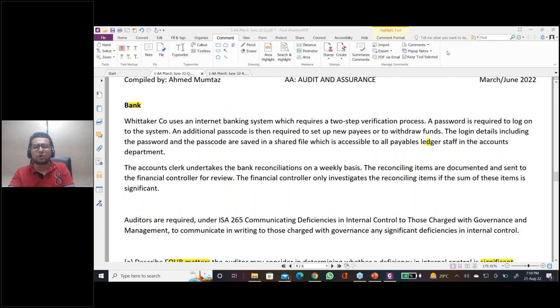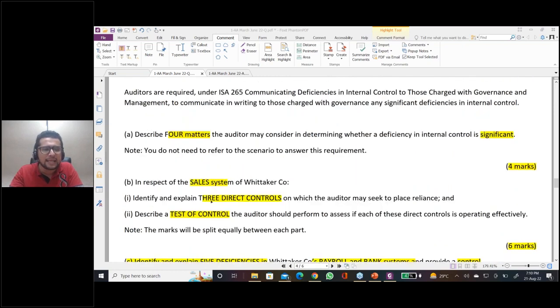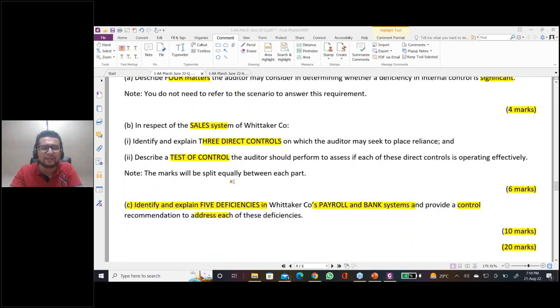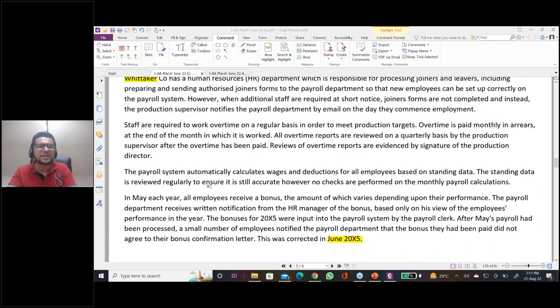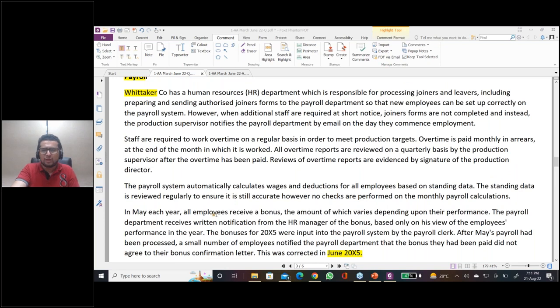So let's go to part C, where we have to identify and explain 5 deficiencies from the payroll and bank system. Let's start with the payroll system. I'm giving you 2-3 minutes, 4 minutes maybe. Maybe you will be able to read this whole story and identify the deficiencies on your own. So it's up to you. 3-4 minutes, payroll system, over to you. Then I will proceed.